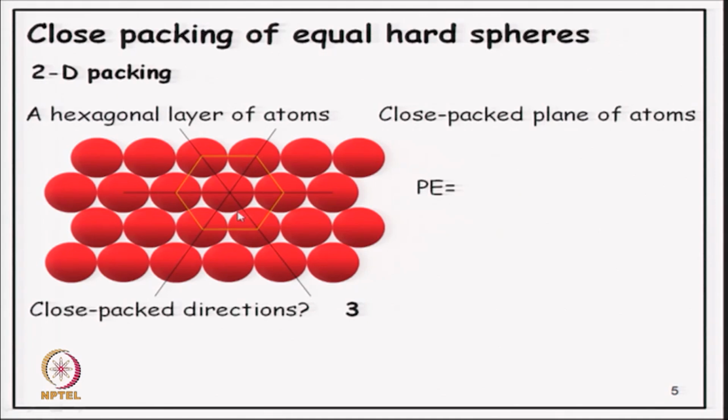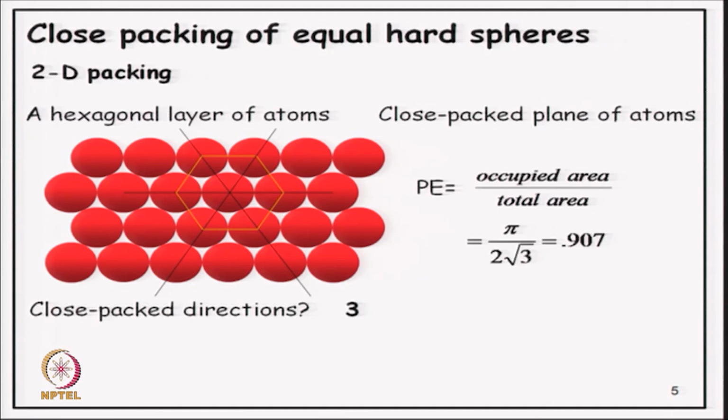So, the area occupied by them will be 3 times the area of the circle, and this can then be divided by the total area of the hexagon. I leave this as an exercise for you. You can do this and find a ratio which is equal to pi by 2 root 3, which is 0.907. So, around 90.7% of the area in a 2-dimensional plane is occupied by the spheres in a 2D packing. So, it is a very dense packing of spheres.